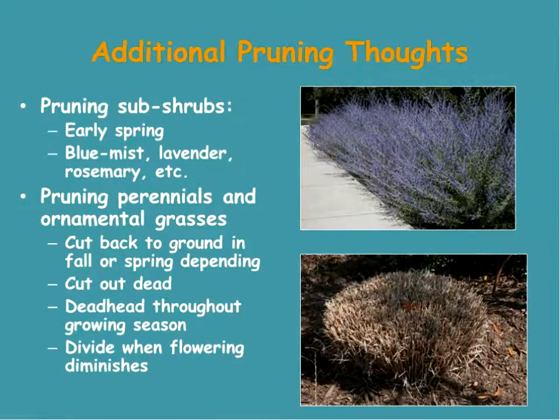So just a few more things: subshrubs. This one is Russian sage, or Perovskia, and of course an ornamental grass. I just saw somebody who pruned all of their ornamental grasses back down to the ground just this last week, and I questioned why. They were panicum or miscanthus, some of those. And a lot of it, I guess, depends on what the preference is.